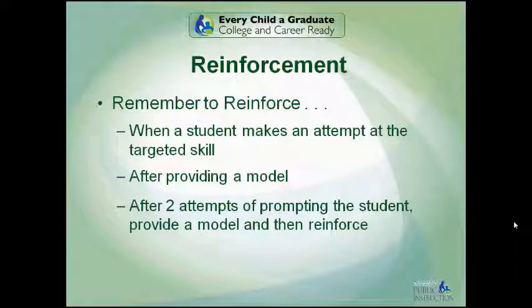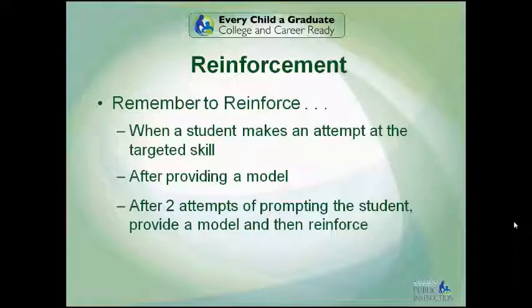Yep, absolutely. And remember, with this, it's making that attempt at the targeted skill. So what if that student doesn't actually pick up the picture of the headphones and hand it to you, but just touches it or flicks it on the desk? Why is it still important to go ahead and immediately provide that reinforcement and give them those headphones?